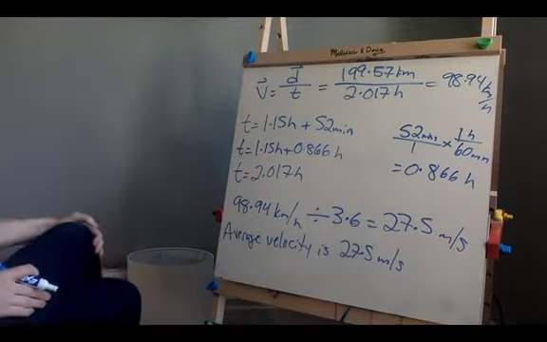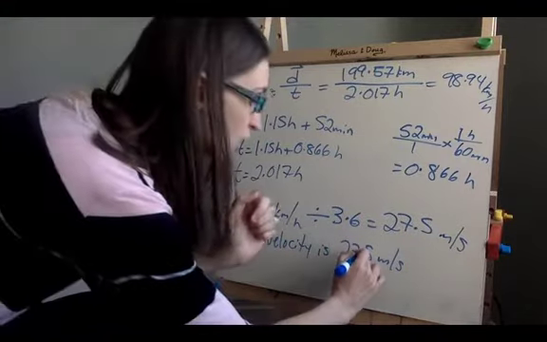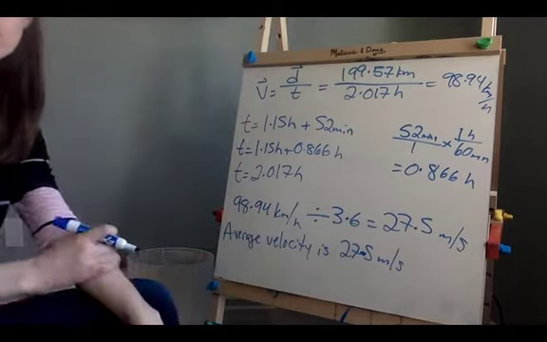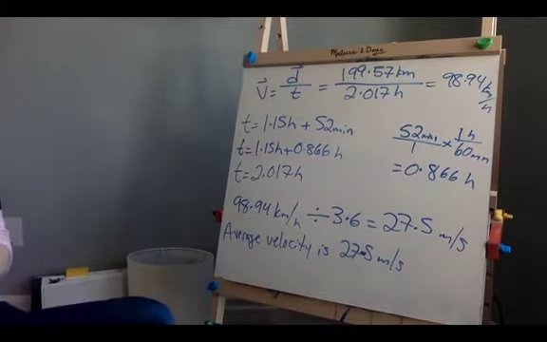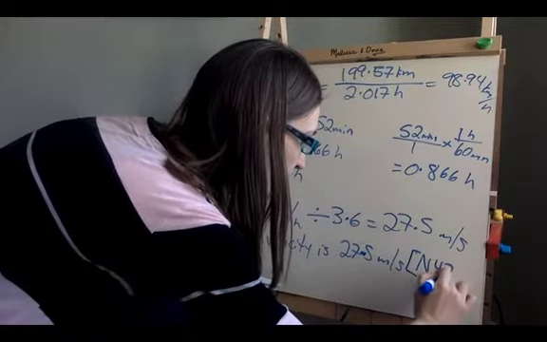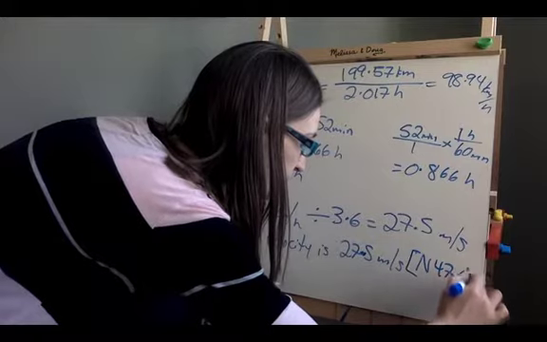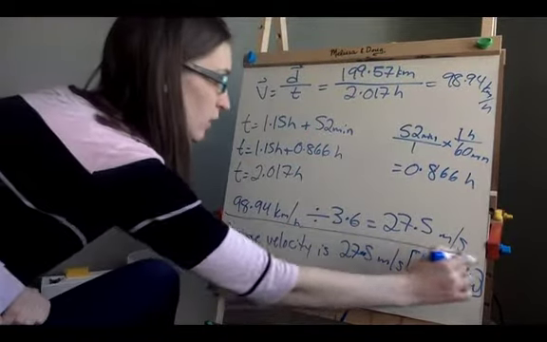And remember, velocity is a vector, so not only does it have magnitude, it also needs direction. And the direction of the displacement is also the direction of the velocity, which was our north 47.6 degrees west. Okay, so that would be your final answer in that question, right?